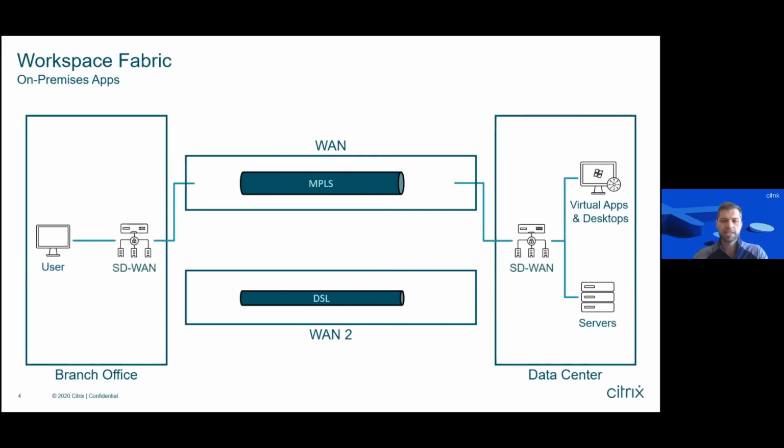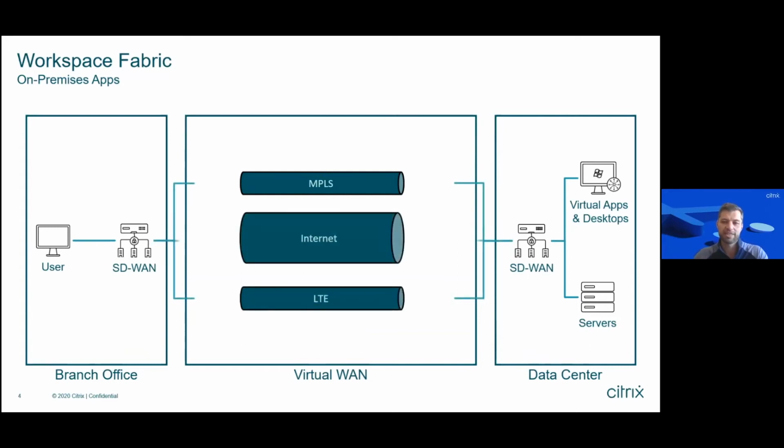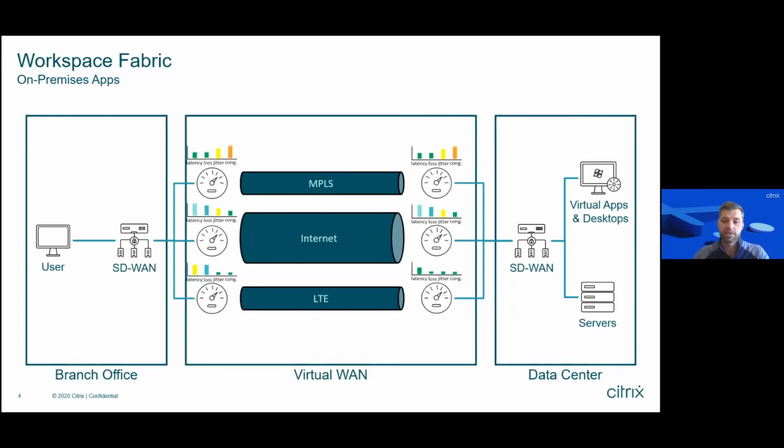So with SD-WAN, we take this to a different level. Instead of having these multiple different WAN links, we create a single virtual WAN where both of these connections are used at the same time, with traffic flowing over both connections simultaneously. And with Citrix, it allows you to use other types of connections also, such as consumer-grade internet connections and LTE, and even using different bandwidth sizes.